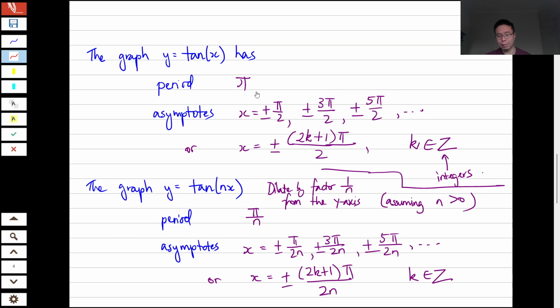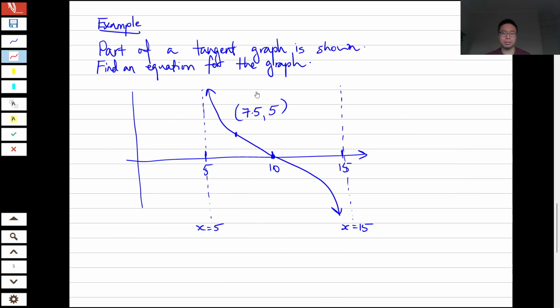Okay, so let's finish with a couple of examples. Again, this time I'm going from a graph to an equation. So here we have part of a tan graph. I've deliberately drawn it away from the origin to focus your attention on particular features of the graph.